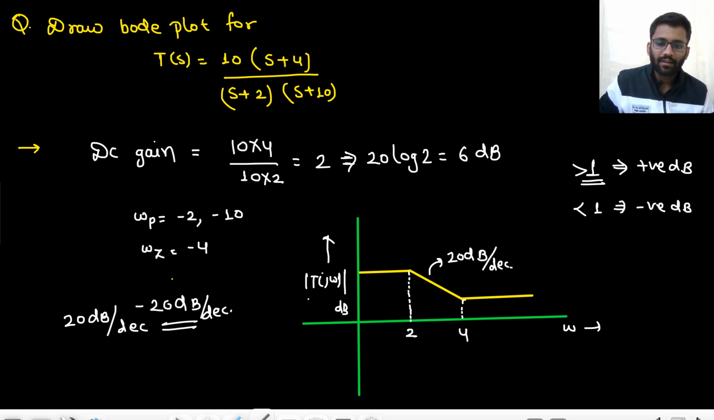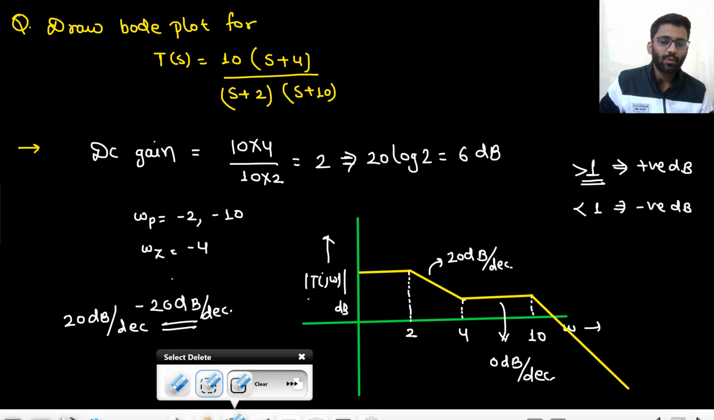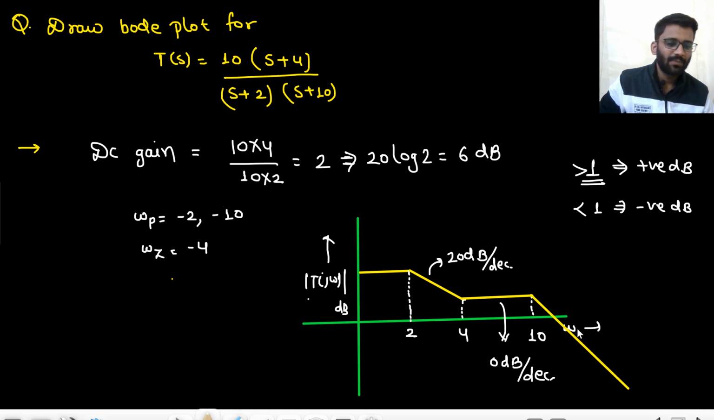And till 10 it will go. Now till 10, what do you have? Plus 20 minus 20, that means 0 dB, and at 10 you are again getting minus 20 dB. That means again you are getting minus 20. That means your slopes will keep on adding. Your slopes will keep on getting added, right?